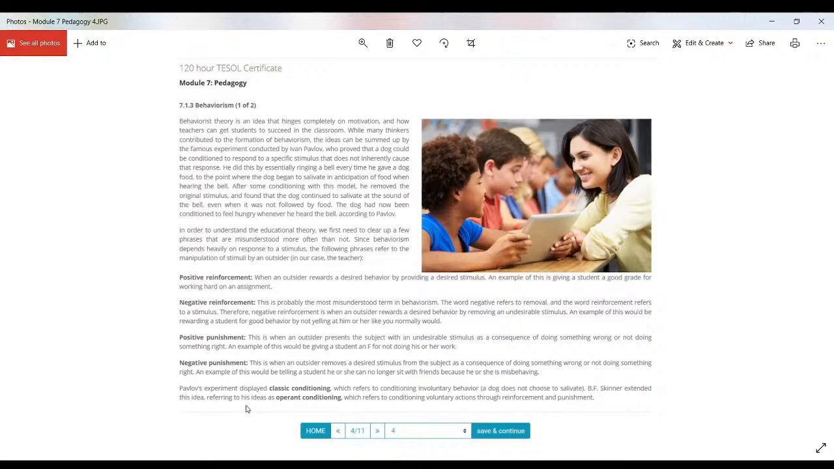Okay. Pavlov's experiment displayed classical conditioning, which refers to conditioning involuntary behavior. For example, a dog does not choose to salivate. And then B.F. Skinner extended this idea, referring to his ideas as operant conditioning, which refers to conditioning voluntary actions through reinforcement and punishment.